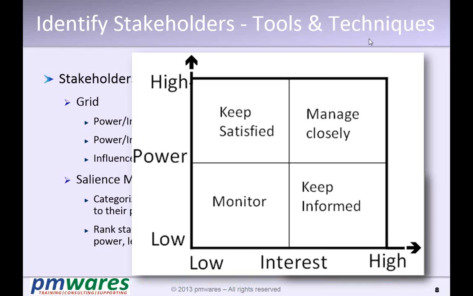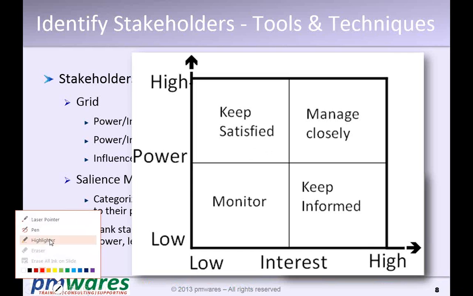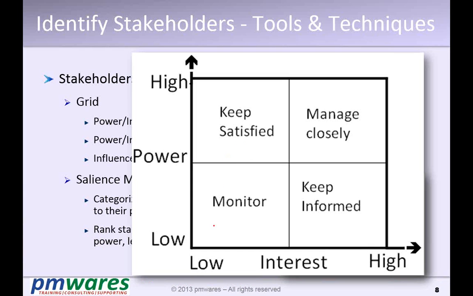So look at this. What we are doing here, we have mapped onto two sides. One is interest, meaning takeaway. So low takeaway and high takeaway means low interest in the project, high interest in the project. On the other side is the power: the low power and the high power.